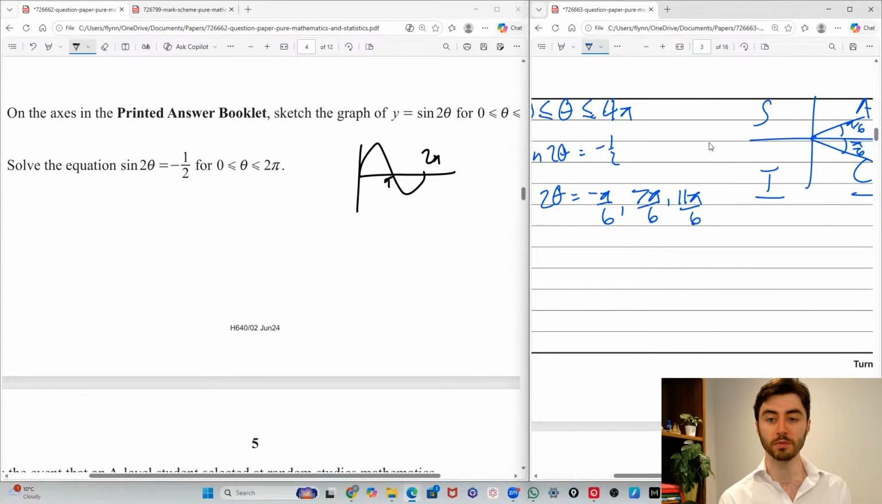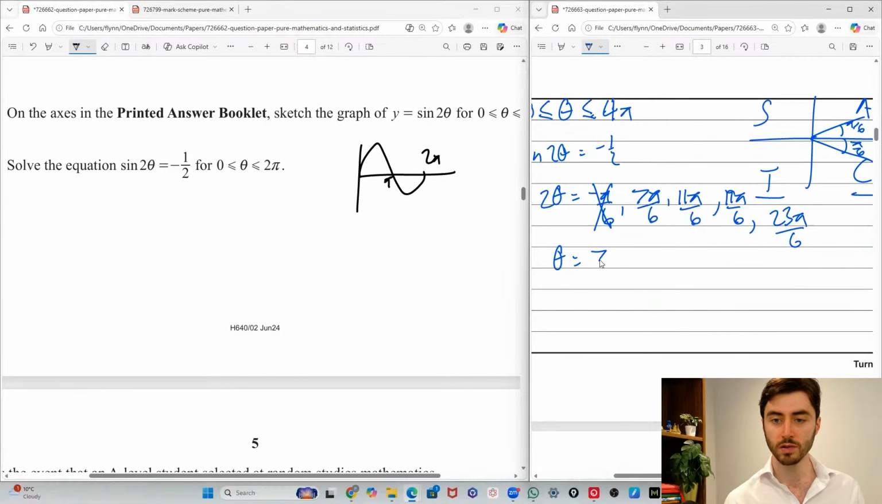And I want to keep going up to 4 pi. So this plus 2 pi, which is 12 pi over 6, would be 19 pi over 6. And the final one would be the 11 pi over 6 plus 12 pi over 6, giving 23 pi over 6. And then we can divide these all by 2, not including the first one because it's not in the interval. In fact, let me do it on the line below. So it's 7 pi over 12, 11 pi over 12, 19 pi over 12, and 23 pi over 12.